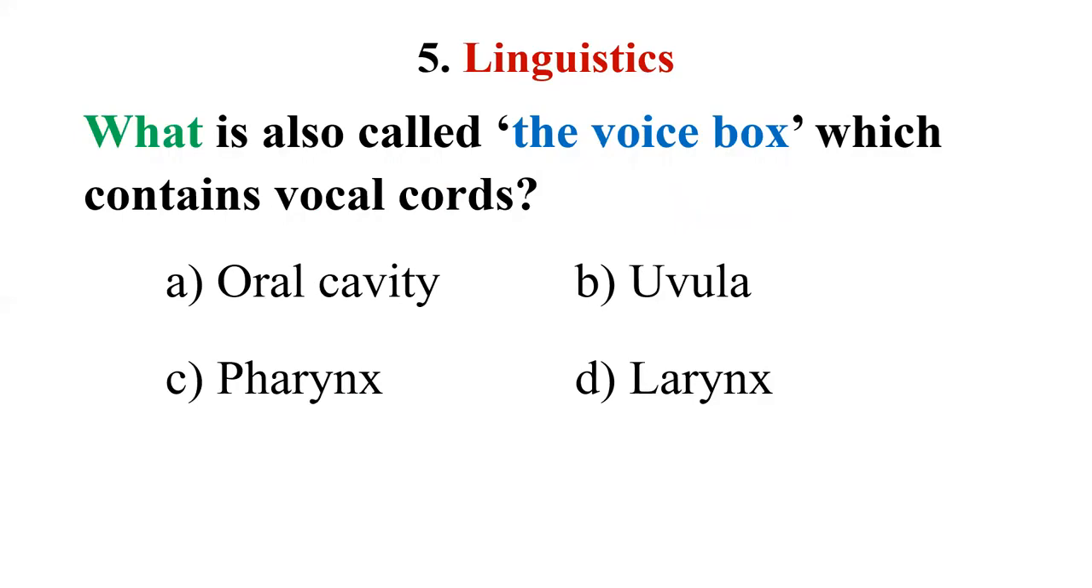Linguistics. What is also called the voice box, which contains vocal cords? Option A, oral cavity. B, uvula. C, pharynx. D, larynx.